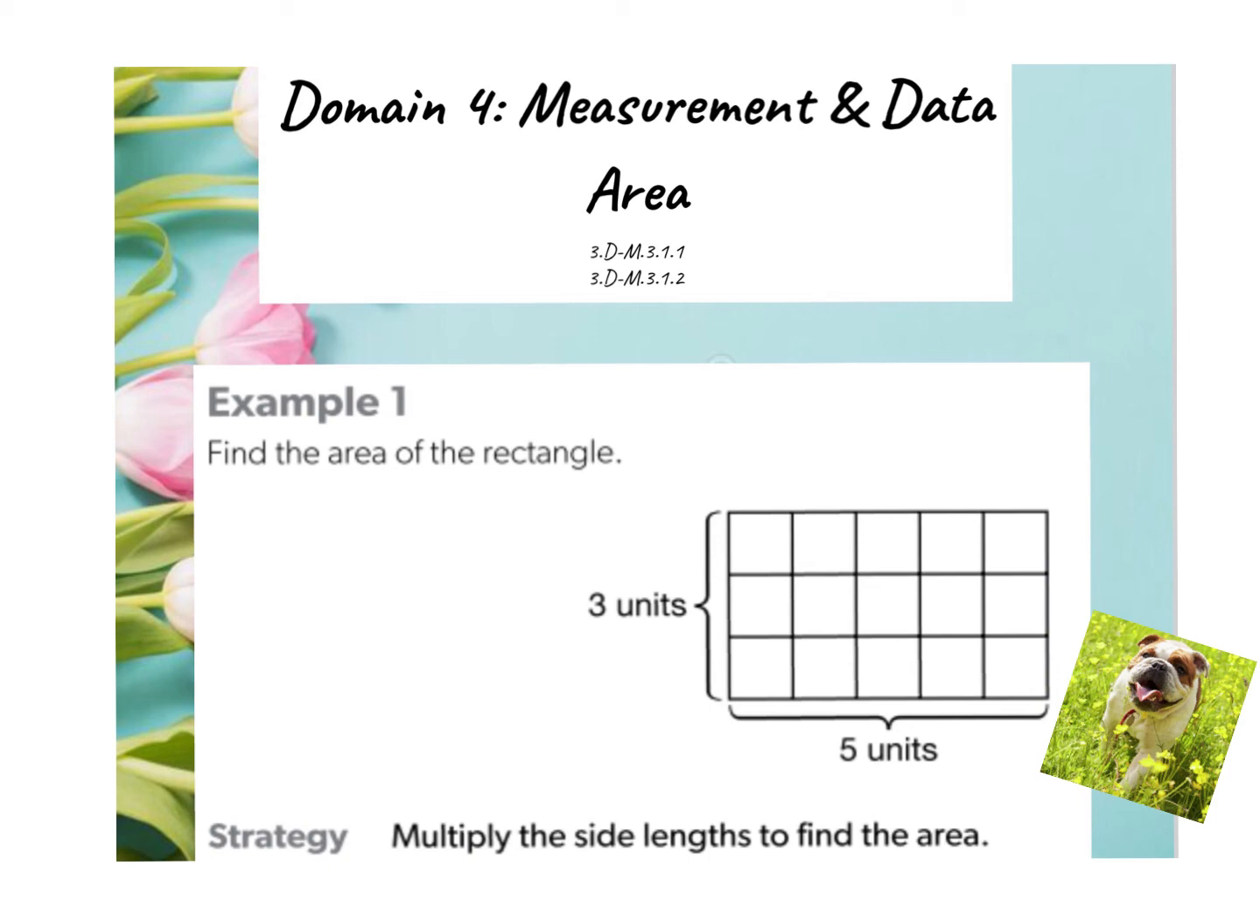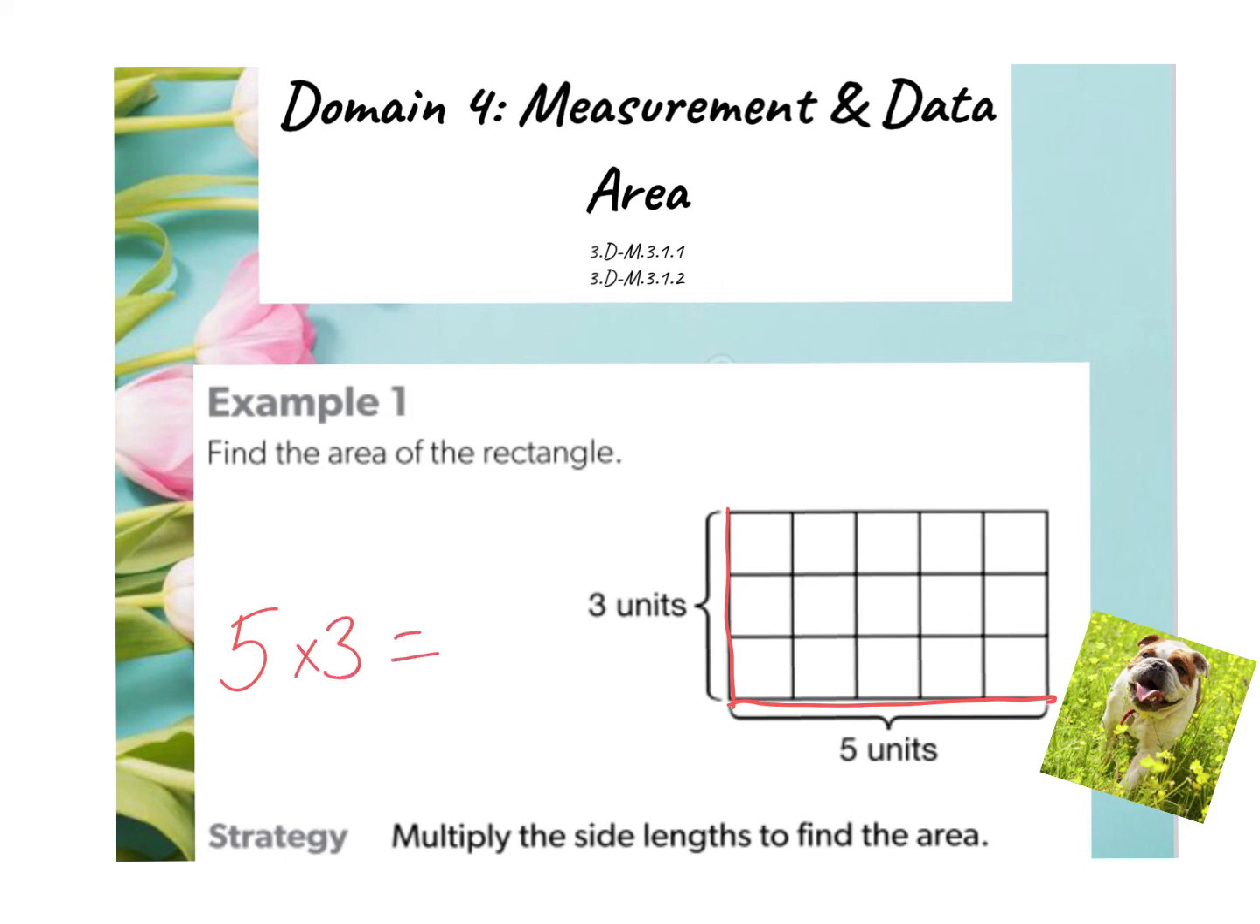All right, let's practice this example. Find the area of the rectangle. You're going to use the strategy of multiplication, multiply the sides to find the area. So we're going to make sure we multiply the length times the width. So if we have 5 times 3, what can that be?